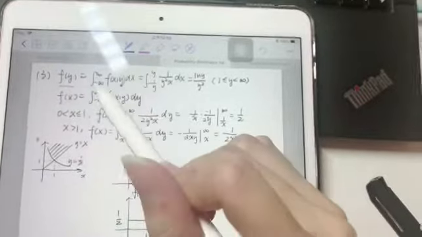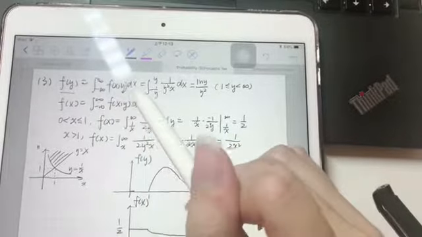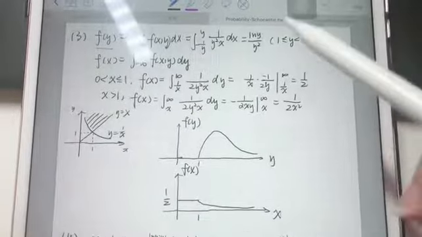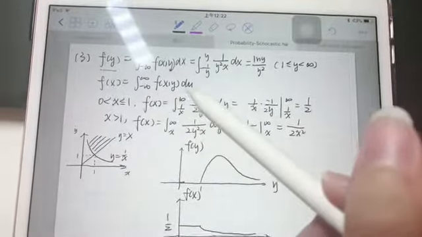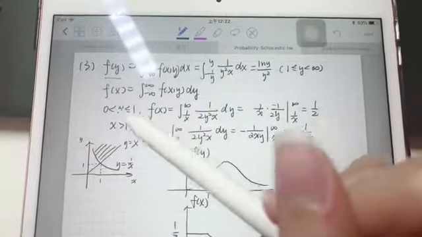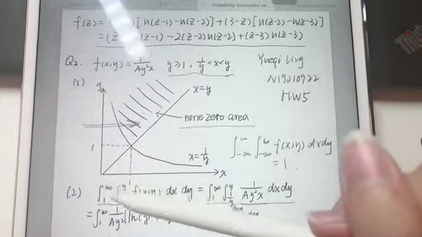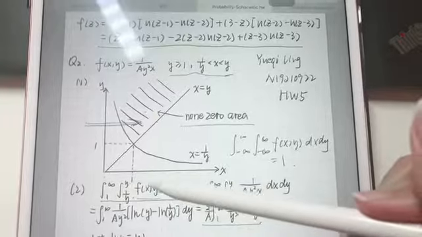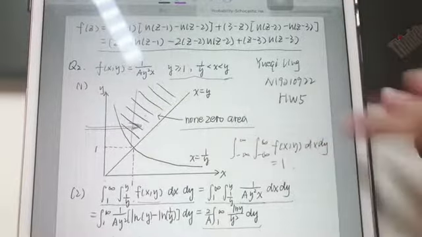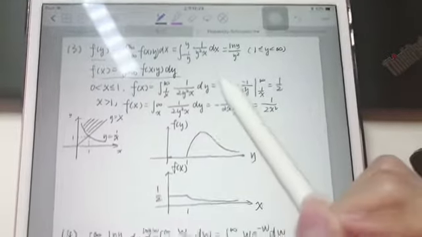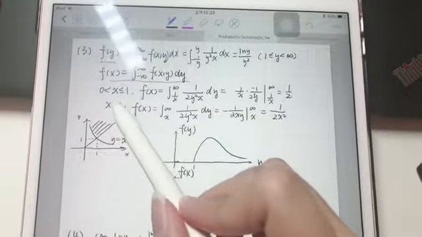For little f_Y, that is the integral from minus infinity to infinity of f(x,y) dx. And then we do the integral of f(x,y) dy. Pay attention: from the figure we can see that when x is between 0 and 1, and when x is between 1 and infinity, the situation of this integral is different. So we divide it into two situations for discussion.